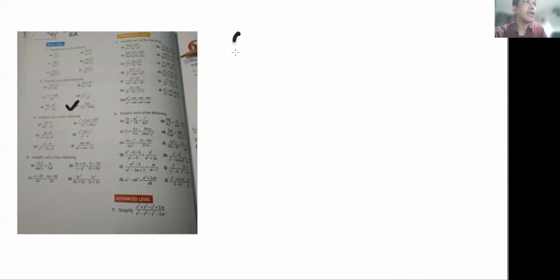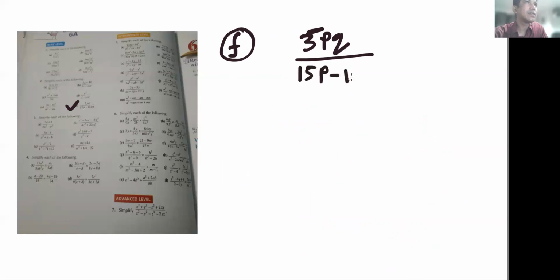Let's take F. F is what? 3PQ over 5PQ. It is in the multiplication form, right? Then 15P minus 10PQ. This is already in the multiplication form, but it is in the subtraction form. These two are multiplied, these two are multiplied, but the subtraction is there. So we'll write 5PQ, since it's a multiplication, we'll keep the same. Now consider these two.